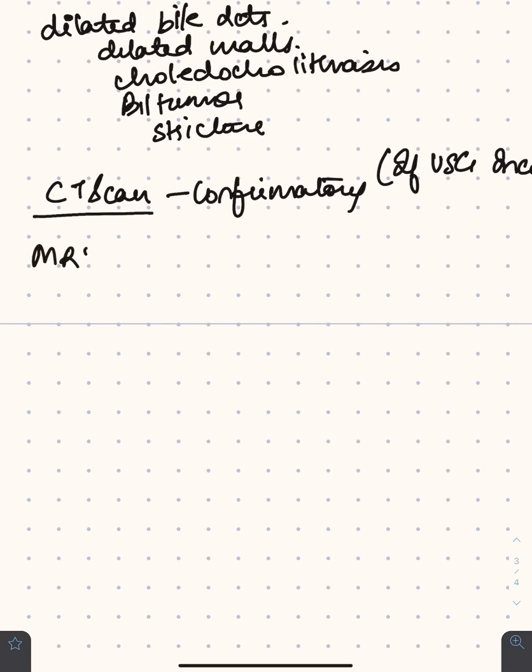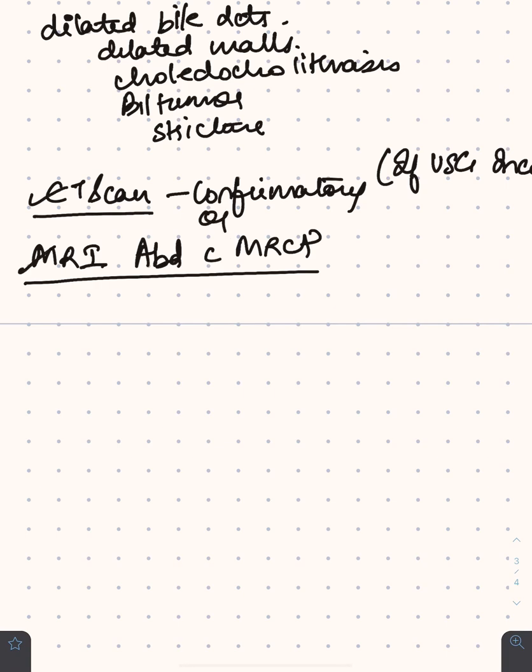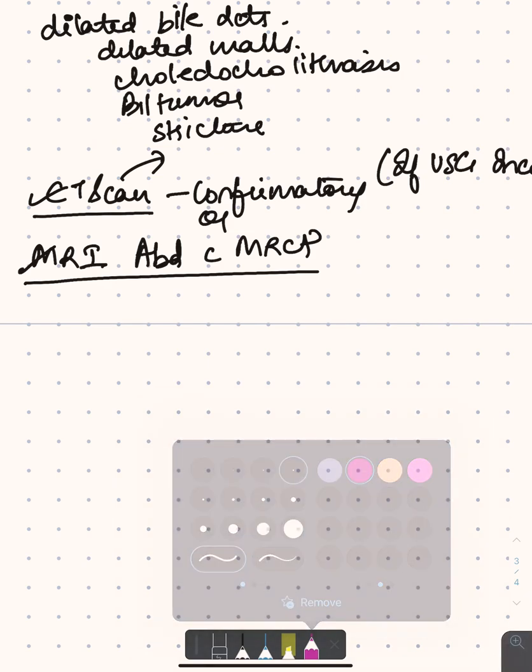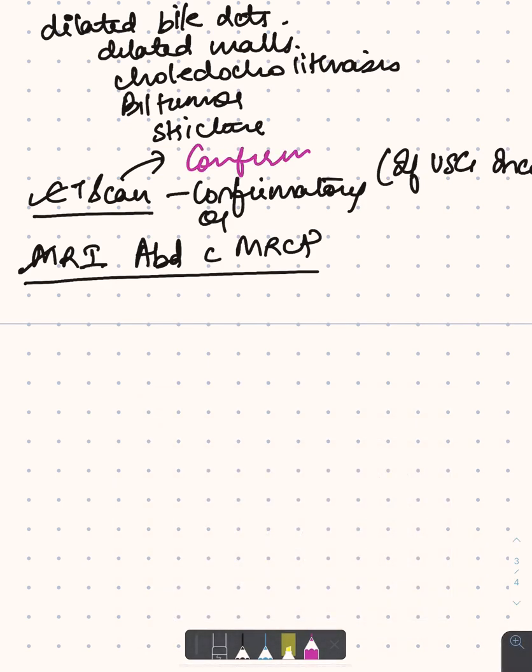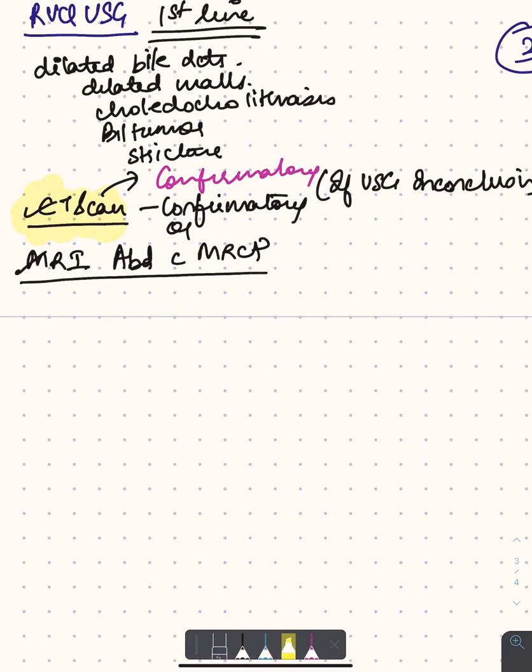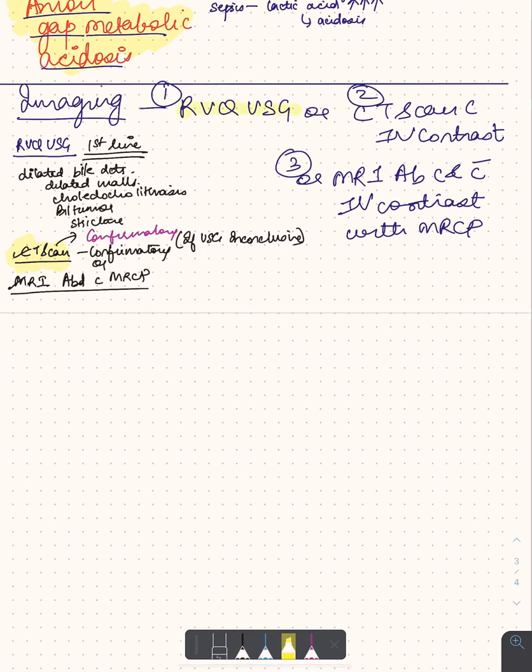Then the MRI abdomen with MRCP, which is magnetic resonance cholangiopancreatography. It is usually done if CT cannot be done. So you can either do this or this. Okay. So we normally prefer CT scan. It normally is the confirmatory test if CT doesn't yield results. So just remember this as the confirmatory test. Alright, so that finishes off imaging.